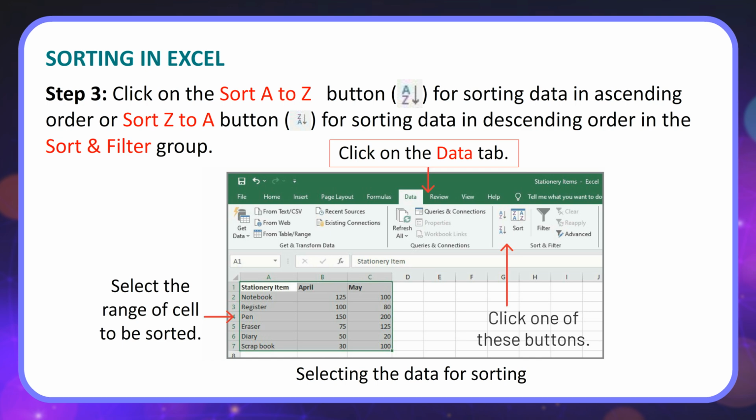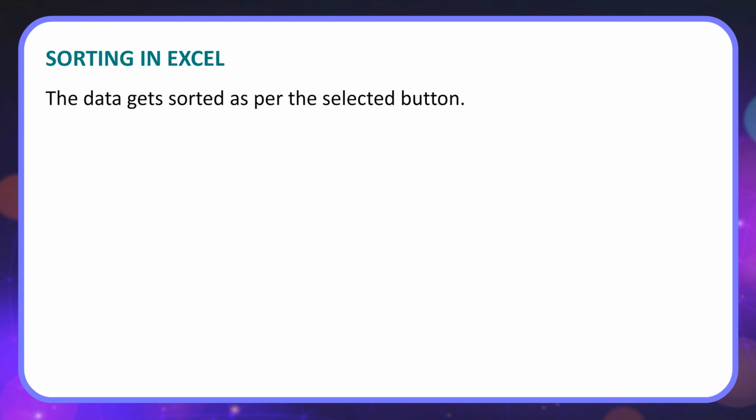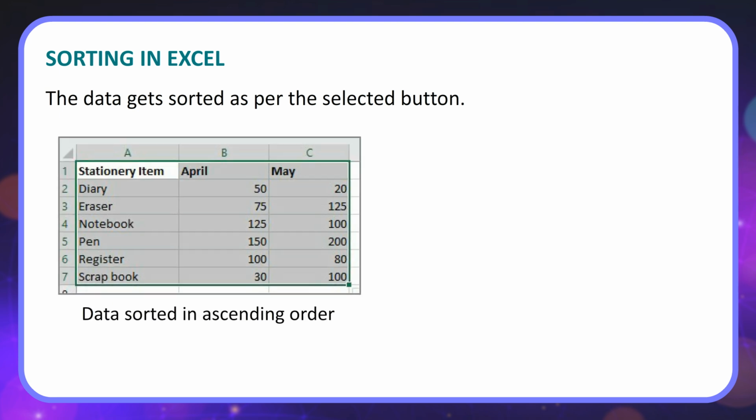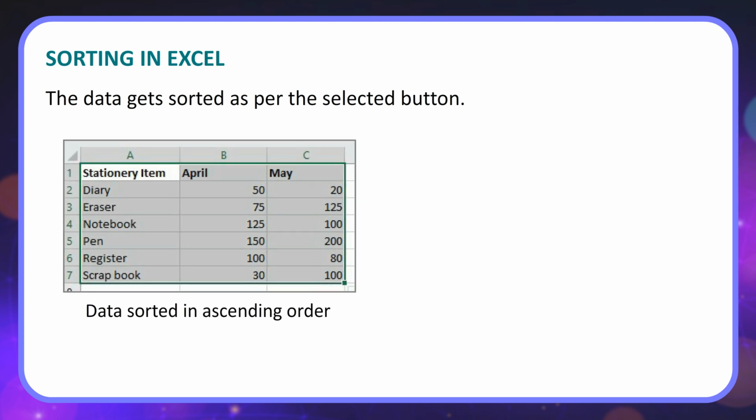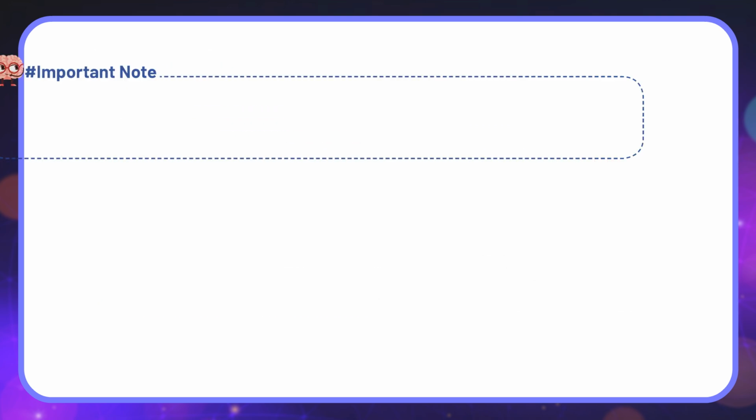Click on the Data tab. Select the range of cells to be sorted. Click one of these buttons. Selecting the data for sorting. The data gets sorted as per the selected button. Data sorted in ascending order. Data sorted in descending order.